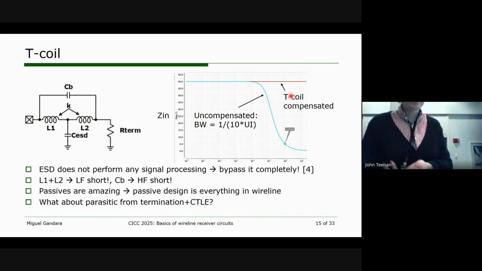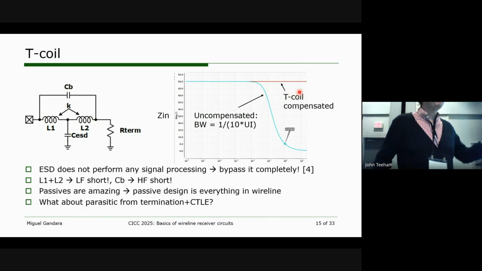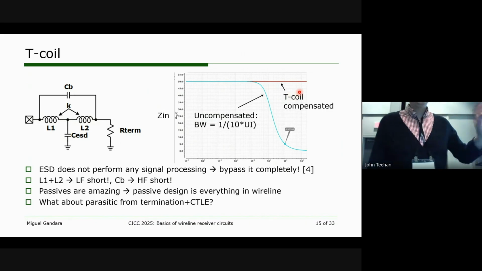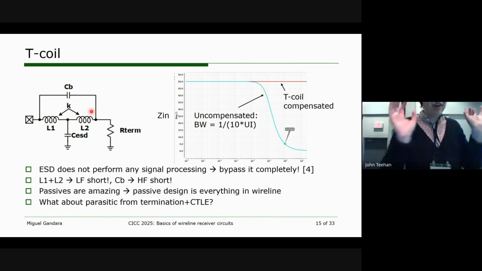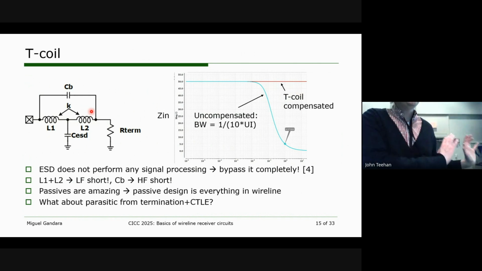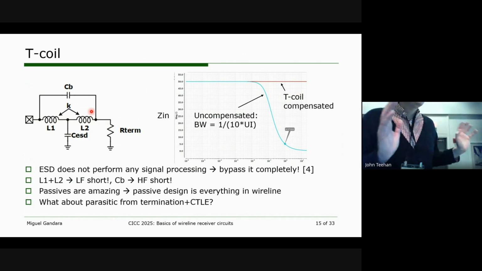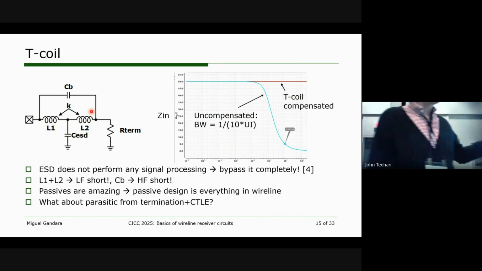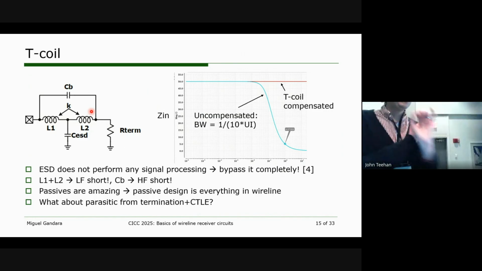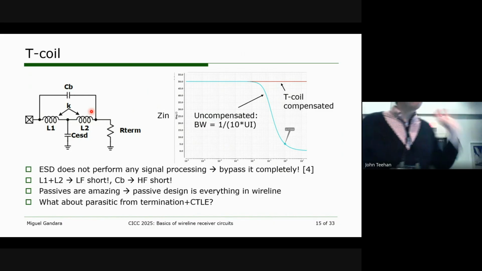I'm showing 10x the bandwidth, 10x the data rate, but if I went to 100, a million, it wouldn't matter actually. So we had this fundamental problem where we're limited in bandwidth to, let's say, 10 times less than the data rate, and now we have infinite bandwidth, actually. And we didn't burn any extra power. All we did was add a passive network, actually.